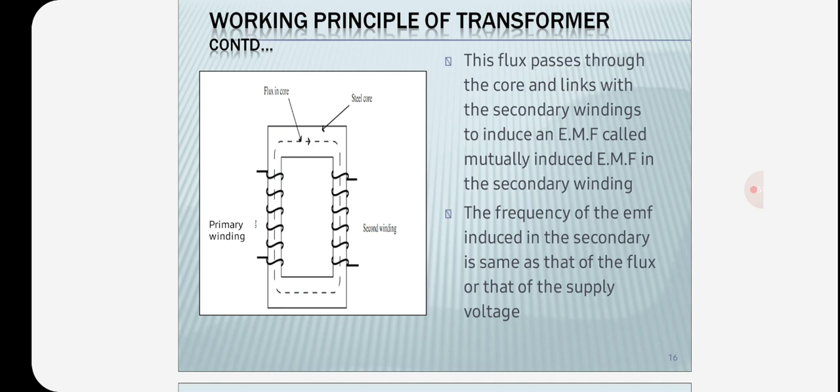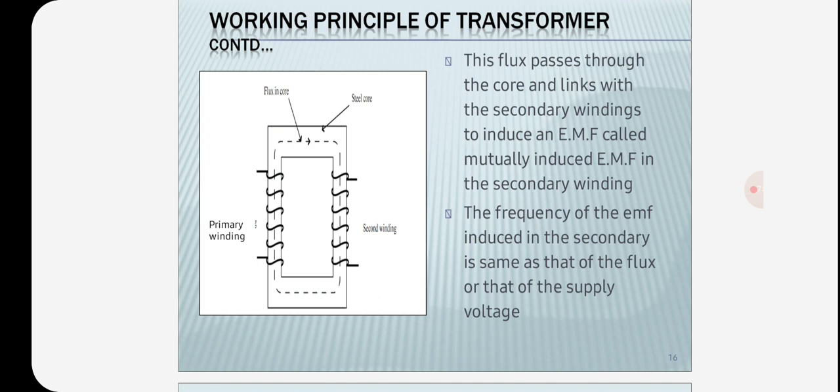There is no electrical or mechanical connection between the two windings, but there is a magnetic linkage between them. For the sake of simplicity and for analyzing transformer theory, the two windings are shown on opposite sides of the core, but in actual construction the two windings are one over the other.